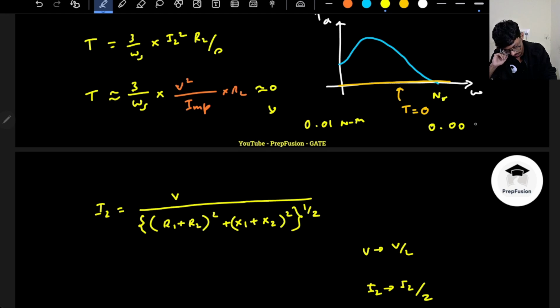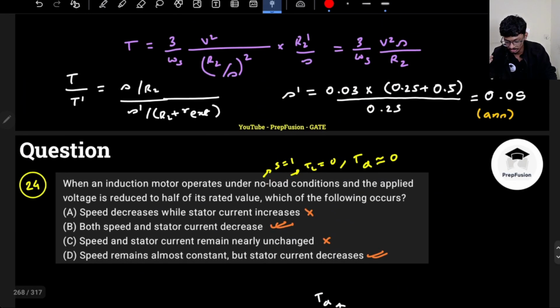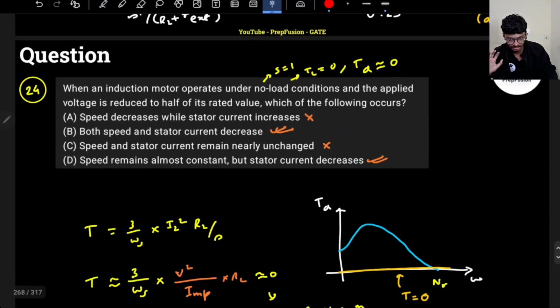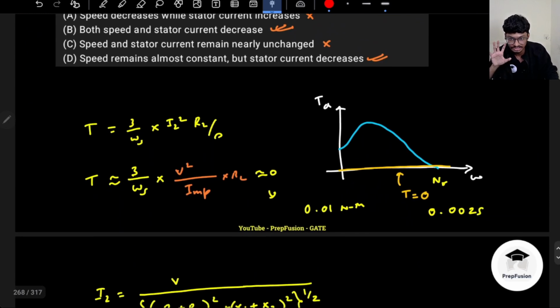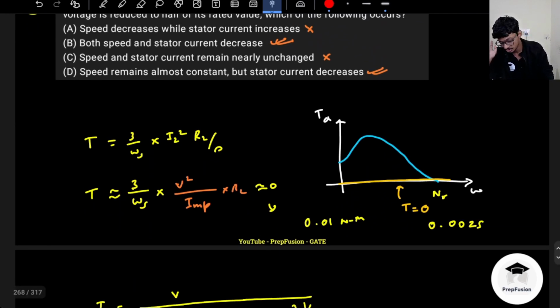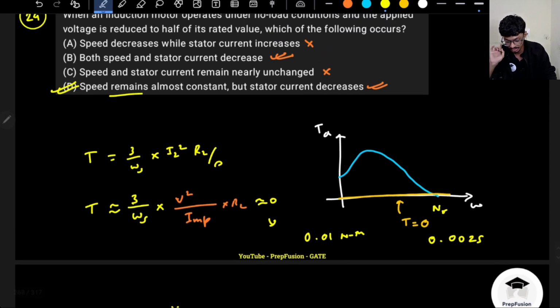If I divide by 4 to 5, both of these are very low values. So torque does not change much. There is very negligible change in torque, which means there is very negligible change in speed because it is already operating at no load. At no load, the speed is almost equal to the synchronous speed. There is no change, so speed will not vary much. Speed will be constant.